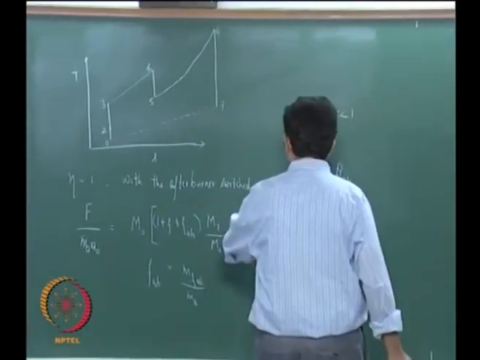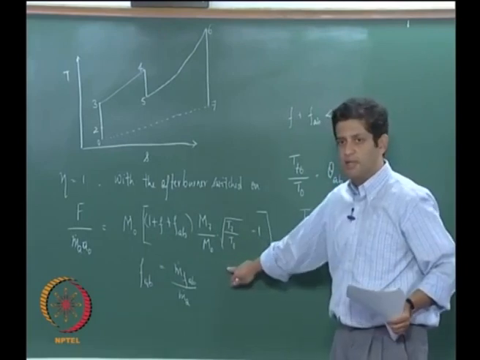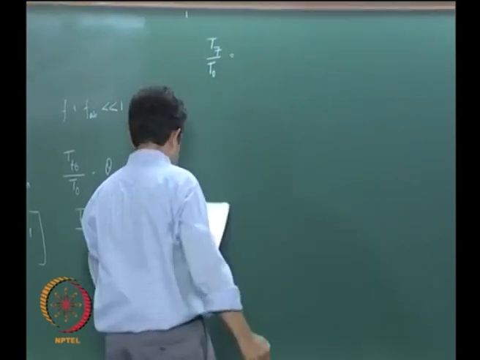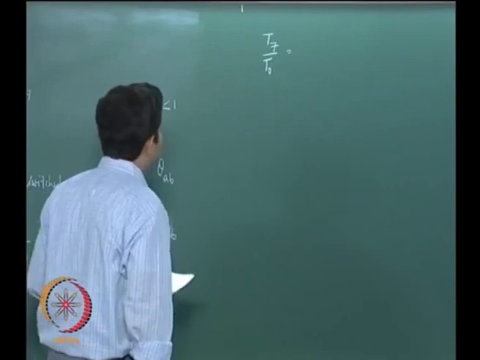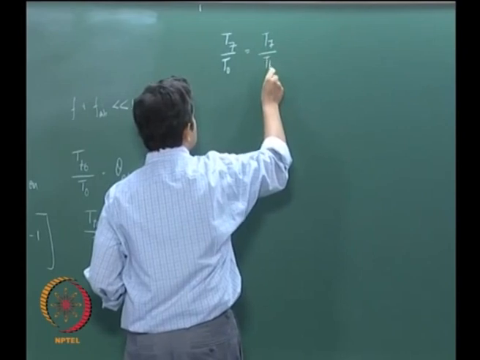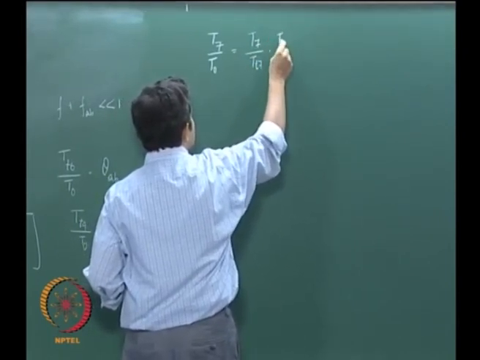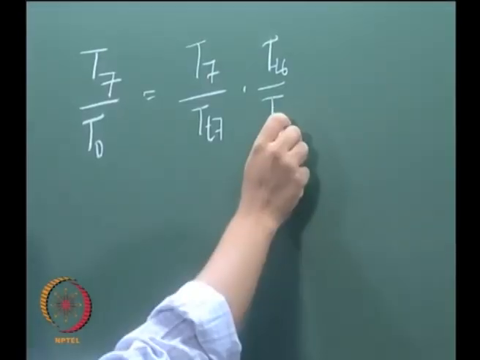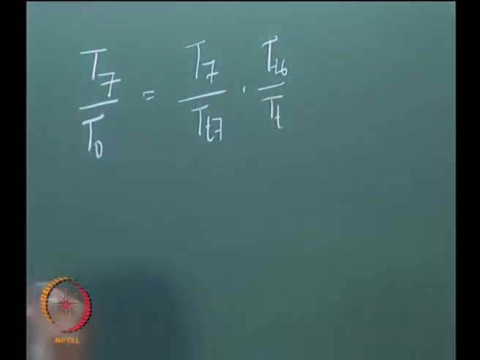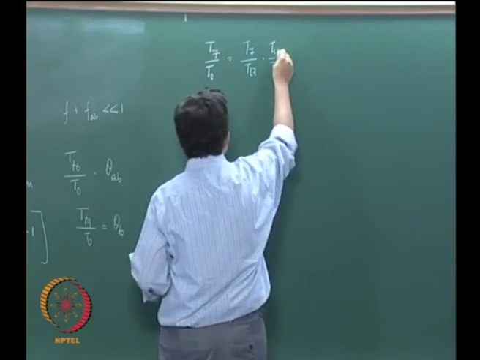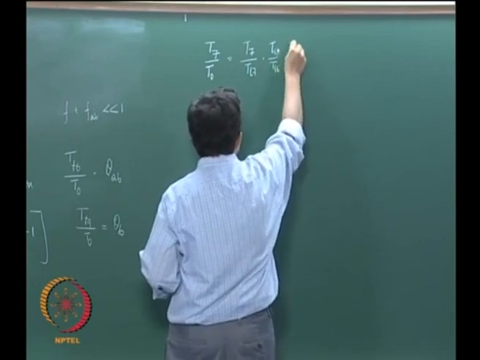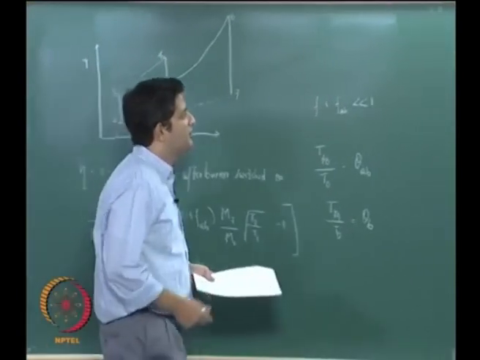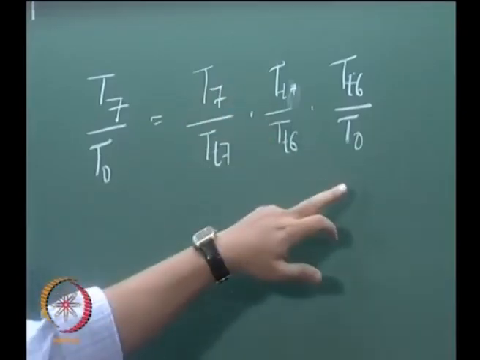So, using this, I still need these ratios T7 by T naught and M7 by M naught. So, I can get T7 by T naught as T7 by TT7 into TT7 by TT6 into TT6 by T naught, okay. These two cancel off and I will get T7 by T naught.